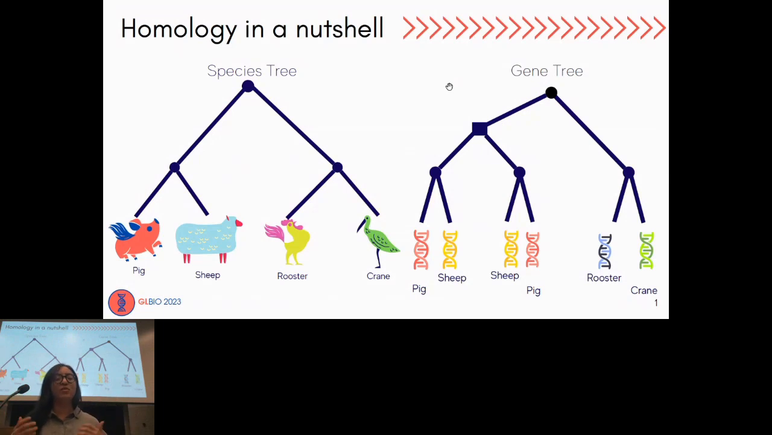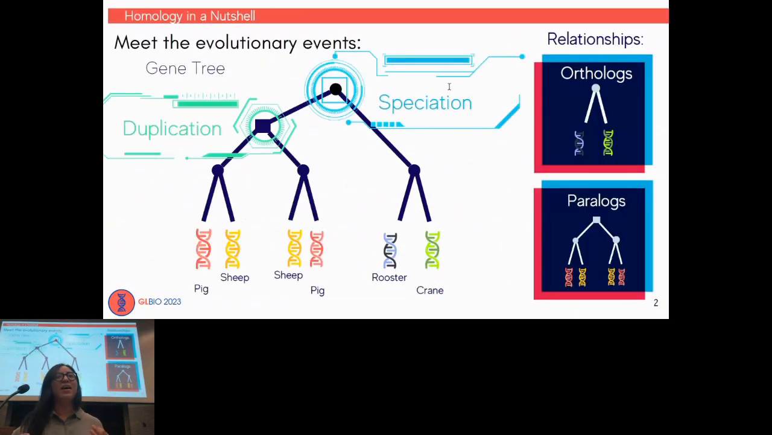Homology is what we use to study evolution, and we use this through species trees and gene trees, which are just hypotheses of the evolutions of the species or of the genes. In gene trees, we can find two interesting evolutionary events, which are speciations and duplications. These events yield many relationships between the genes involved in a study. When two genes have a last common ancestor that is a speciation event, we call them orthologs. And when they have a last common ancestor which is a duplication event, we call them paralogs.